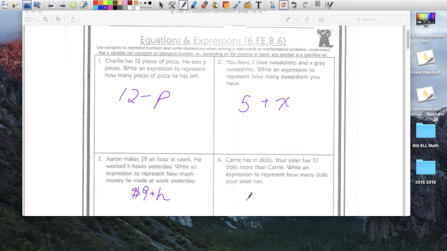Carrie has this many dolls, M dolls. Your sister has 10 more dolls than Carrie. So whatever Carrie has plus 10, that's going to be how many my sister has. Okay. So if Carrie has 5, my sister has that 5 plus 10, which would be 15.